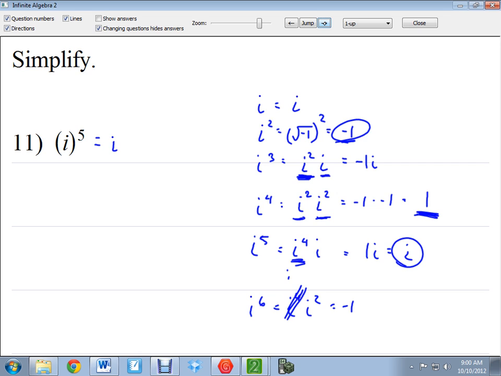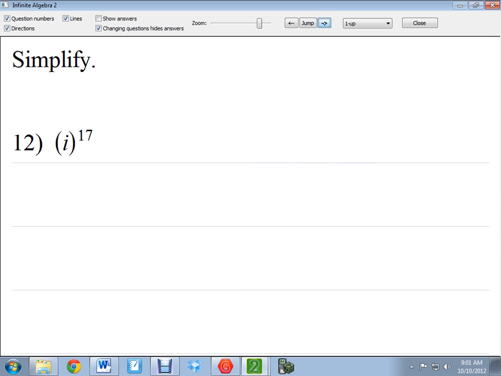We can continue this pattern, but we'll realize that every 4 it repeats. So if I look at 17, we know that i is equal to i. We know that i squared is equal to negative 1. We know that i cubed is equal to negative 1i. And we know that i to the 4th is equal to positive 1. The 5th is equal to the 1st. The 6th is equal to the 2nd. The 7th is equal to the 3rd. And the 8th is equal to the 4th.